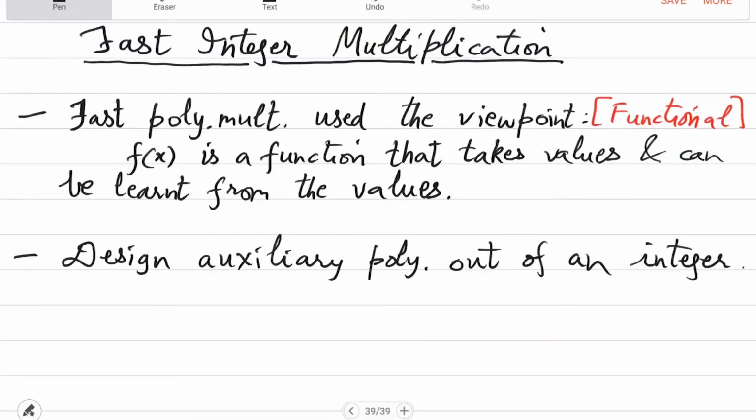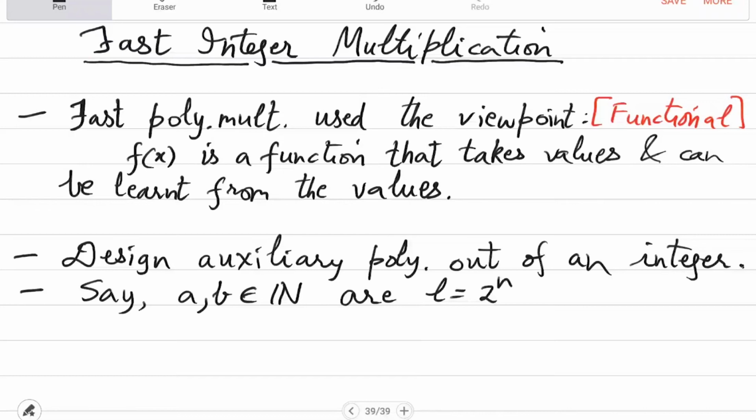Once you have a polynomial, you have a function, and then multiplication of functions uses this older philosophy. Okay, so how do you define this auxiliary polynomial? Let us say A, B are your numbers, positive numbers, L bits. L the same as before, 2 raised to n bit numbers. As promised, we'll break into square root L blocks, equi-sized.